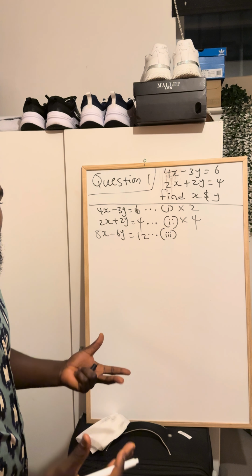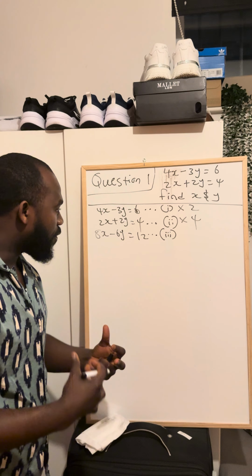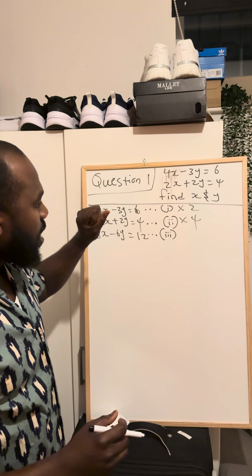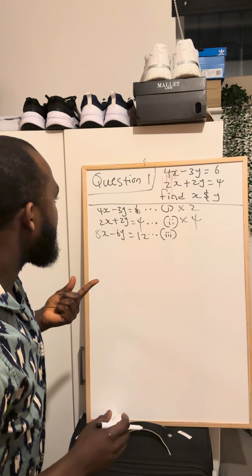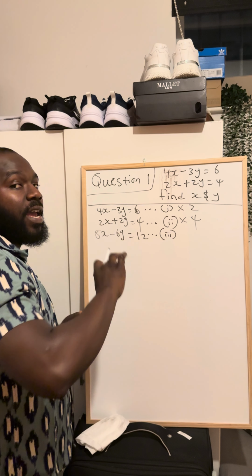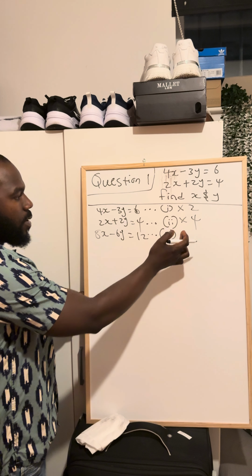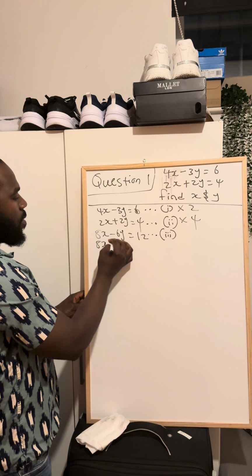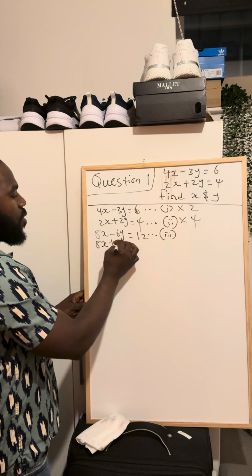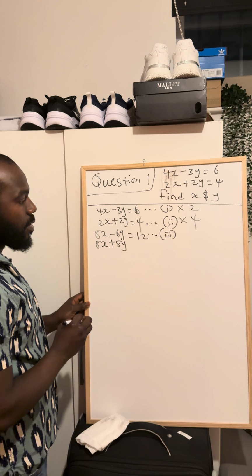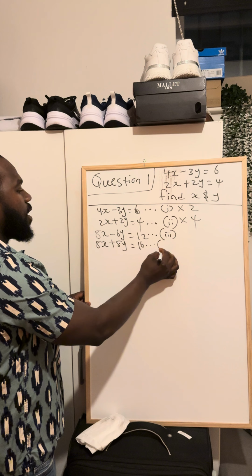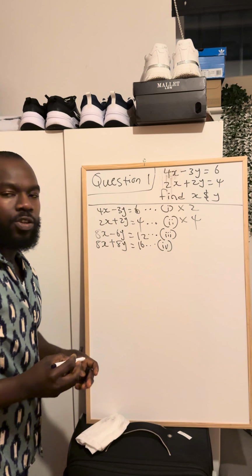We've gotten a new equation because we've used the coefficient of x in equation 2 to multiply all through equation 1. Now let's multiply equation 2 by the coefficient of x of equation 1. So let's go. 4 times 2x gives us 8x, plus 4 times 2y gives us 8y, and then 4 times 4 gives us 16. Let's call this equation 4.